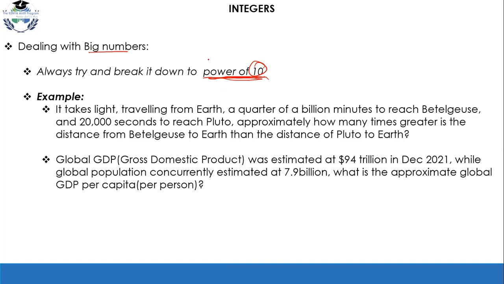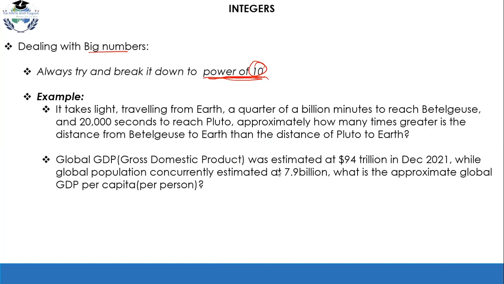Okay, for my case, I found out that it says light traveling from Earth takes 250 million minutes, and then times 60, since you're comparing with 20,000 seconds. Then I did the calculation and I found 750,000. Did you use a calculator? Yes, I did use a calculator. Okay, that's understandable.